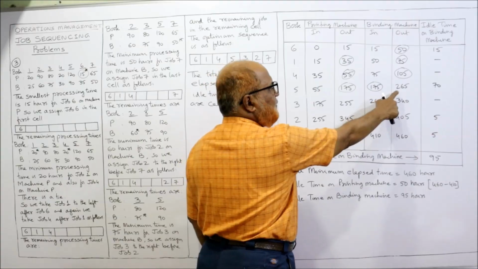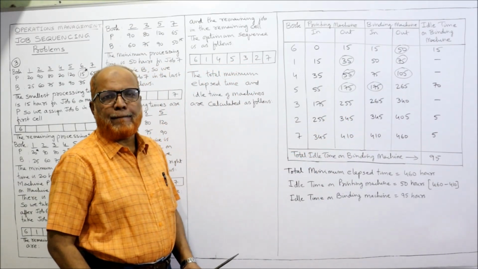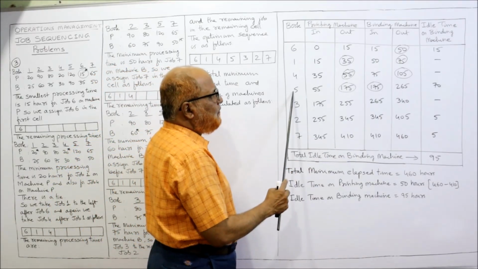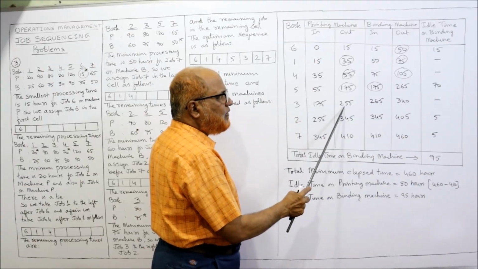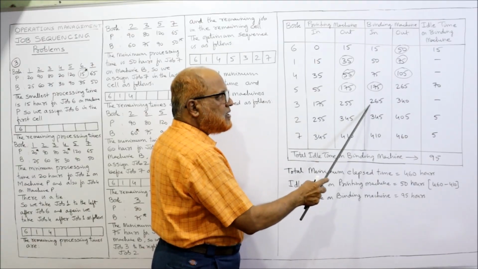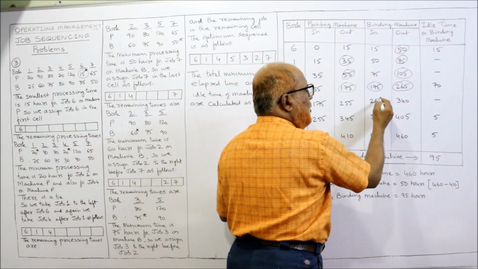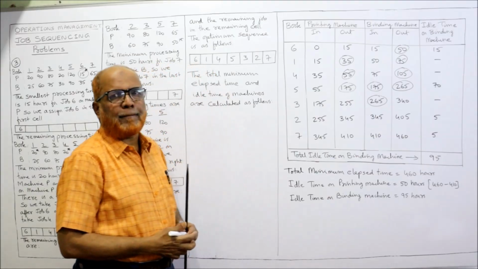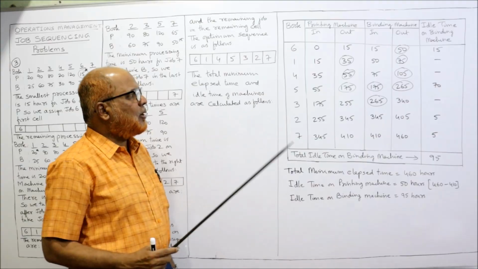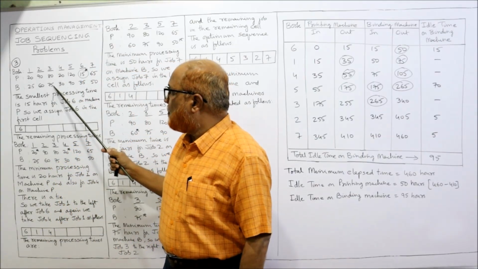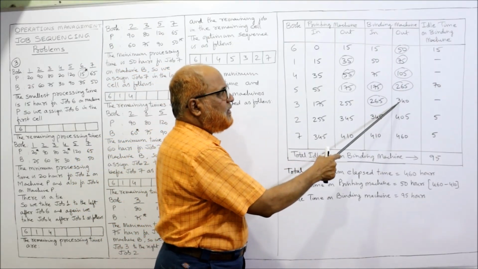Now you compare 265 or 255, whichever is higher. The work was completed on the fifth job at 265 days, but for the third job it is completed at 255. At 255 it cannot start. It can start only at the higher, 265. So now at 265 it is started, right? Now what is the time for the third job on binding? Third job binding 75. So 265 plus 75, 340.